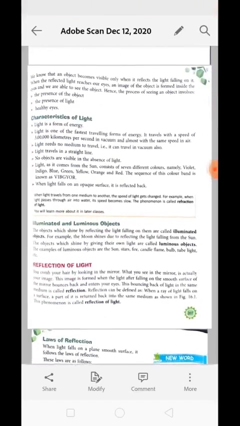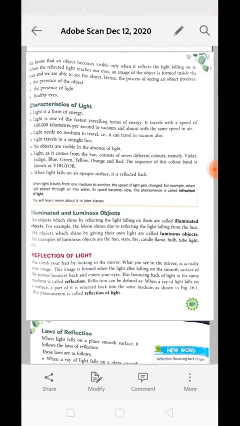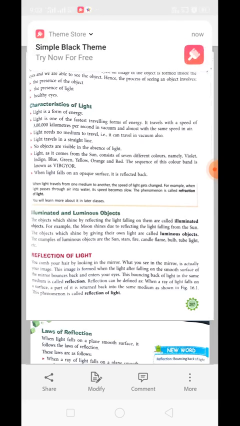Now next is the characteristics of light. Light is a form of energy. We have studied this in many classes: light is a form of energy which is neither created nor destroyed, it only changes form from one to another. Other forms are heat energy, mechanical energy, electrical energy. Even sound is a kind of energy. Understood? So light is only a form of energy.